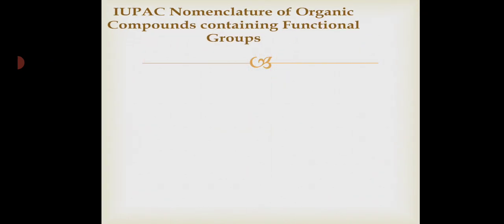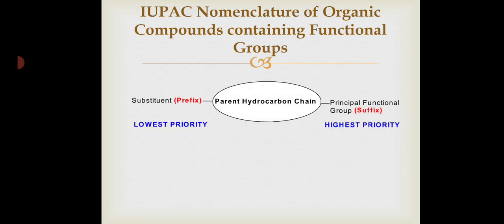We have seen in the earlier videos that in IUPAC nomenclature there is a parent hydrocarbon chain, and in the last video we have seen that there are some functional groups whose name comes after the parent hydrocarbon chain as a suffix, and there are some functional groups which come as substituents and their names come before the parent hydrocarbon name as a prefix. And the substituents are of lesser priority than the principal functional group.